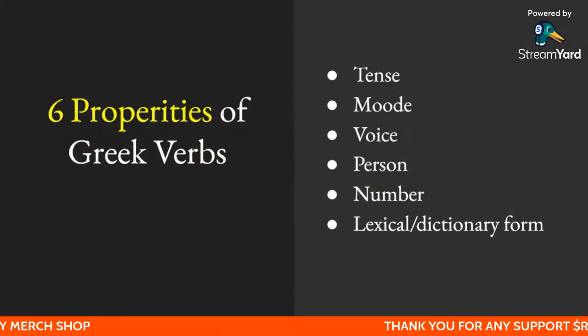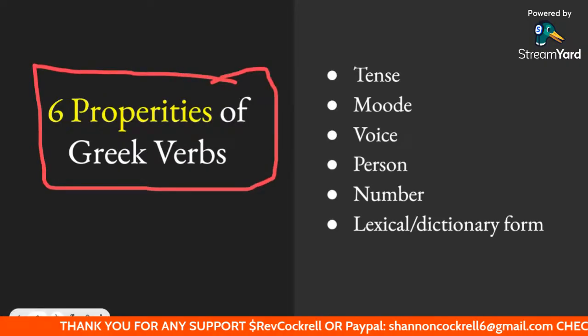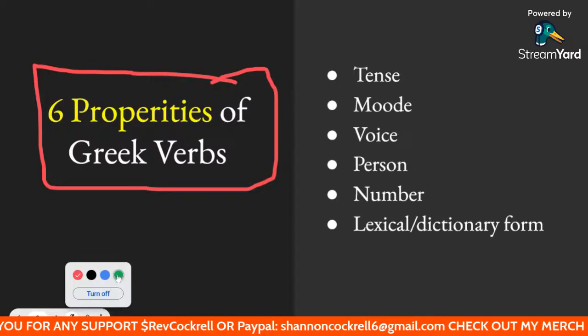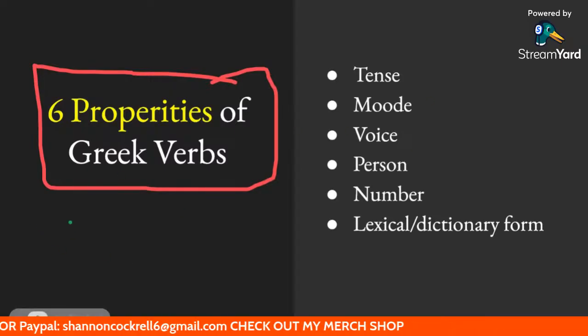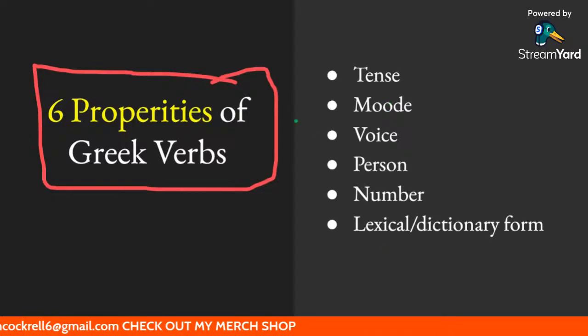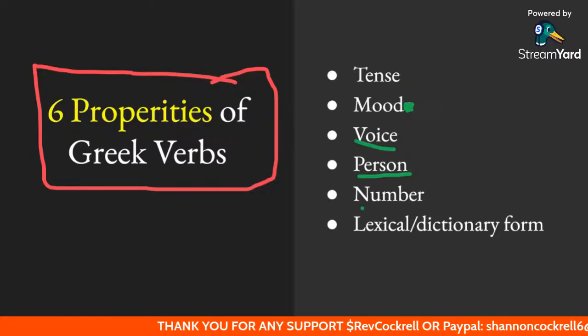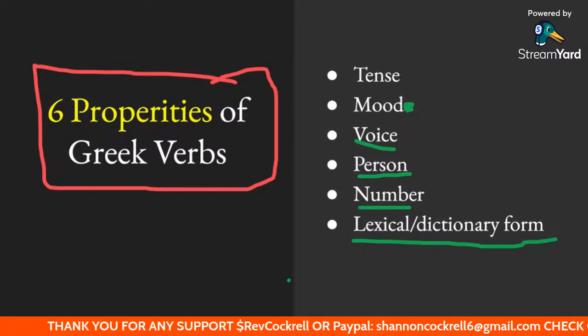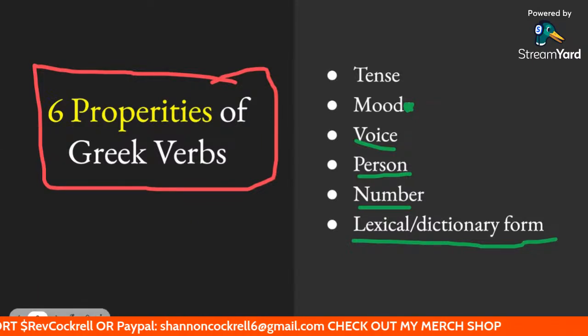Now, when we get into the verbs, there are 6 properties of the Greek verb. When you conjugate a verb, this is what we'll be looking for: tense, mood, voice, person, number, and then the lexical form. So those are the 6 properties of a Greek verb.